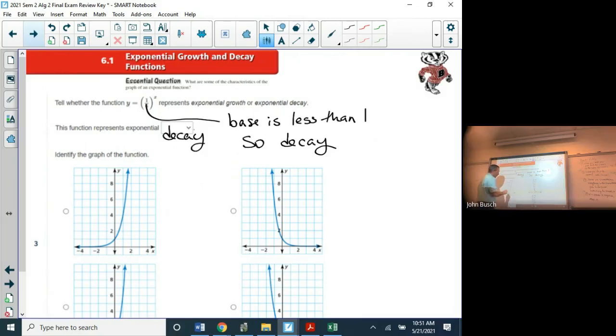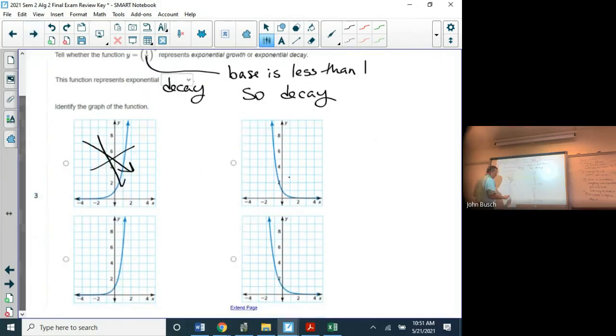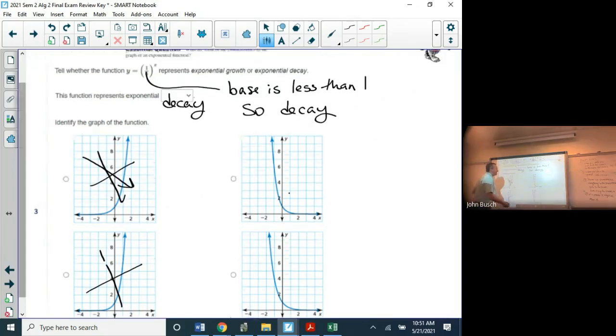And decay goes down left to right. So it's not this one. That is decay. This one is growth. That one's decay because it goes down left to right. We have to choose which one it is. This one's a little trickier.